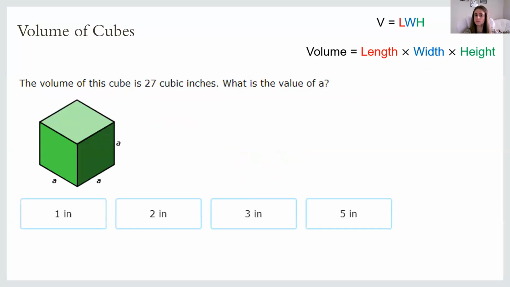All right. One more in cubes. The volume of this cube is 27 cubic inches. What is the value of A? What did you notice was different about this one? If you need to, read it again.